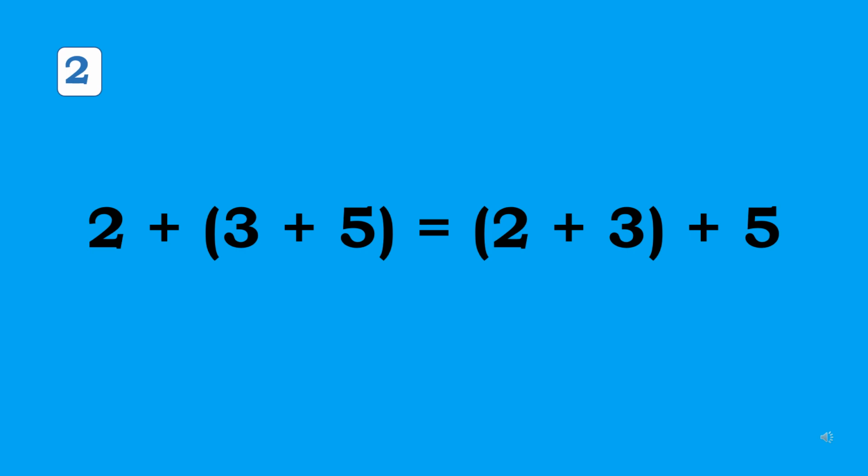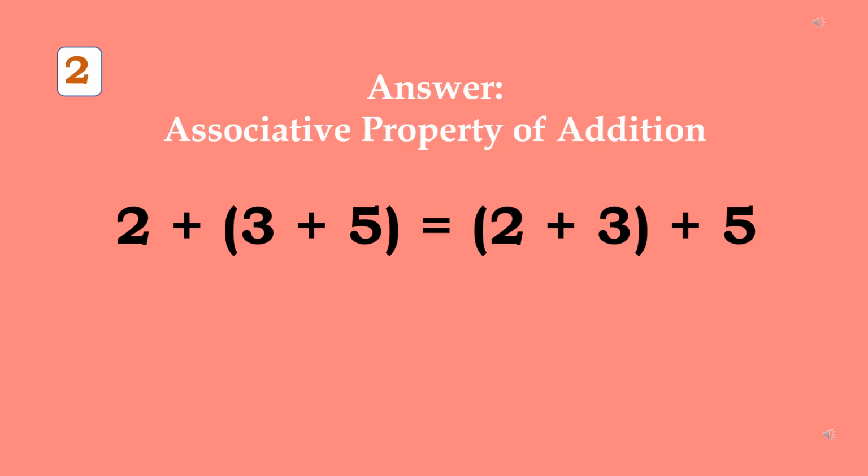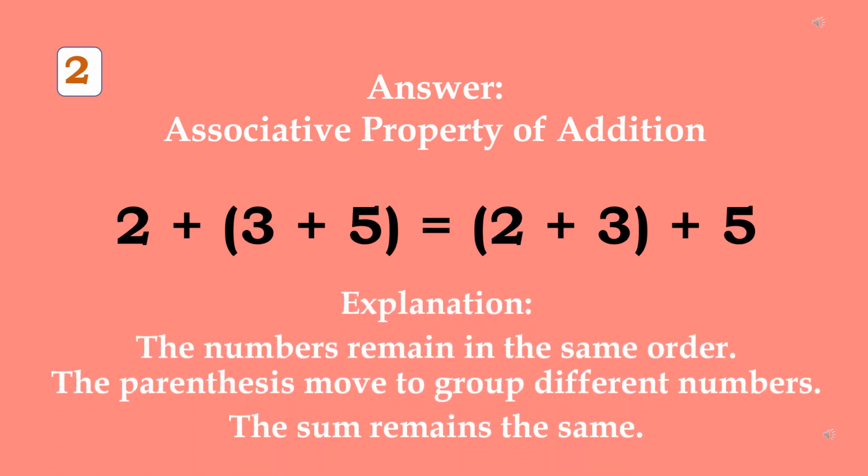The next property is 2 plus (3 plus 5) equals (2 plus 3) plus 5. What property is this? The answer is the associative property of addition. The numbers remain in the same order. The parentheses move to group different numbers. The sum remains the same.